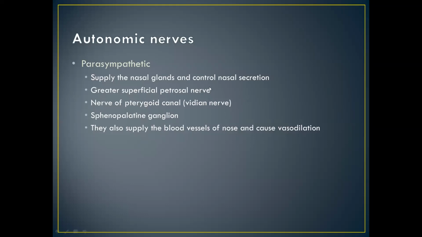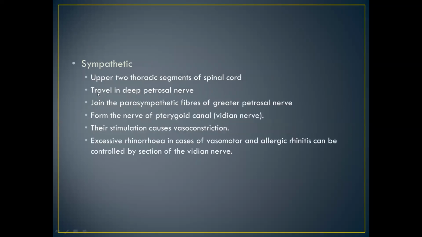The important nerve is the vidian nerve, which contains the fibers of both parasympathetic and sympathetic. Parasympathetic fibers are carried by the greater superficial petrosal nerve, the branch of the facial nerve, while the sympathetic fibers are carried by the deep petrosal nerve, which is coming from the cervical sympathetic chain. So these both nerves combine to make a single nerve that is called the vidian nerve. The vidian nerve carries the fibers of the autonomic nervous system.